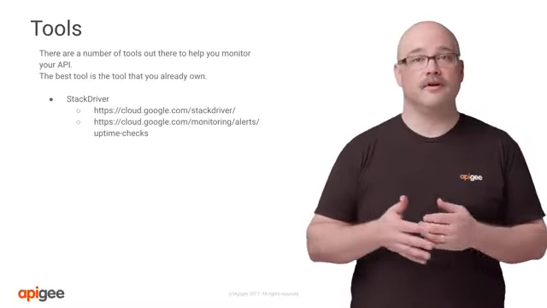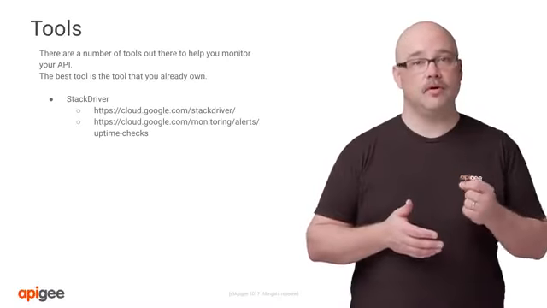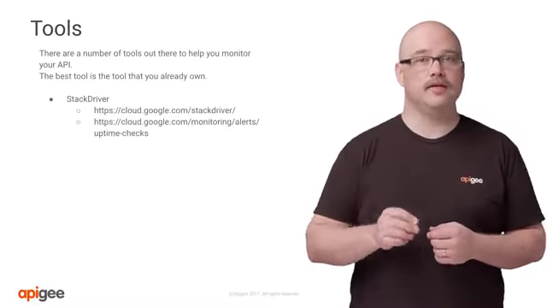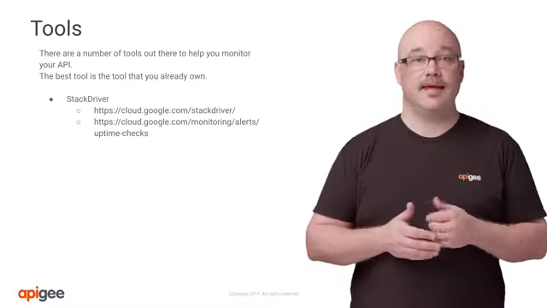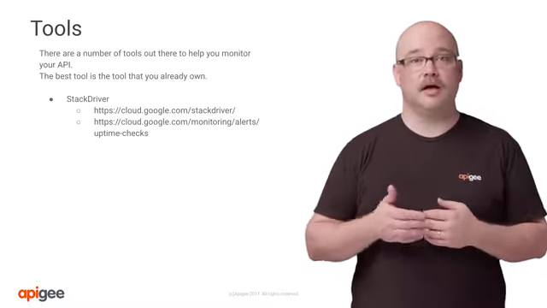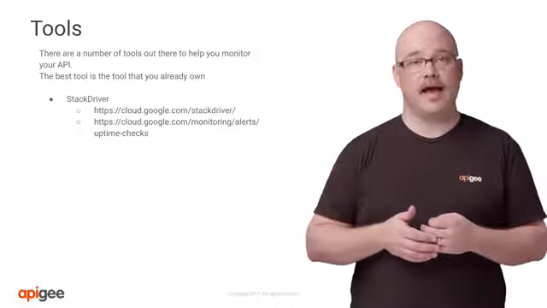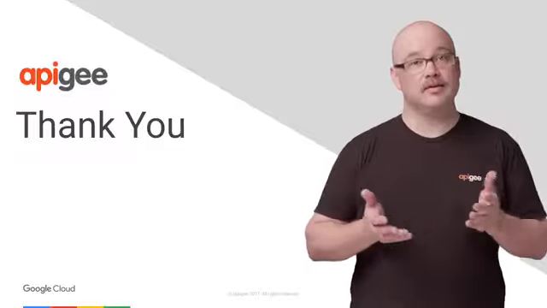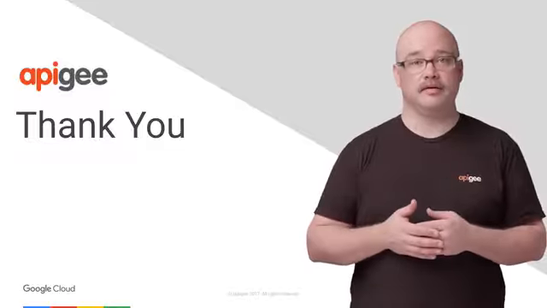There are a large variety of tools that can help you monitor your API programs. The best tool is the one you already use in your organization. If you don't yet have a tool, Google offers Stackdriver, a Google Cloud offering that can help aggregate logs and create alerts. This concludes the section on API monitoring.